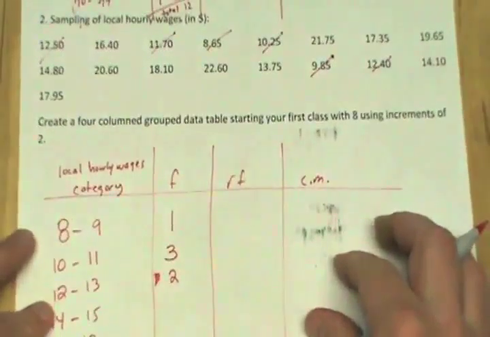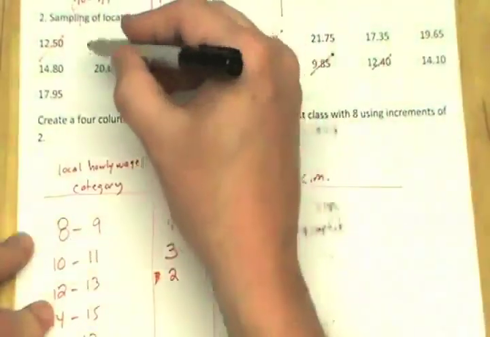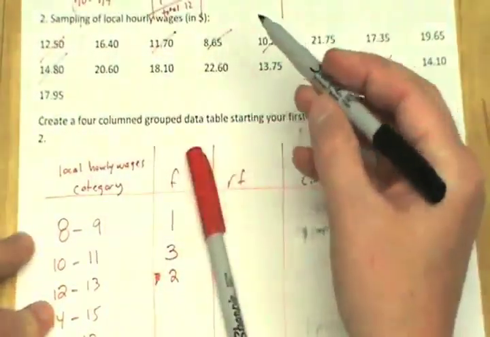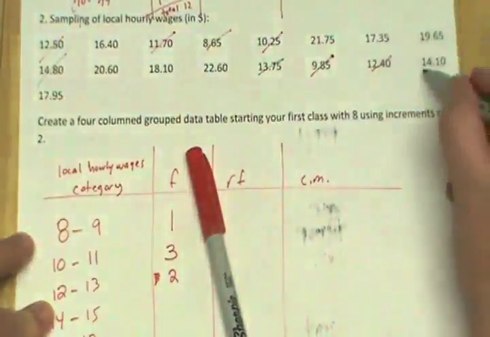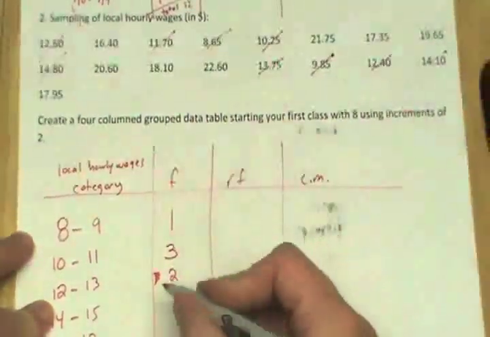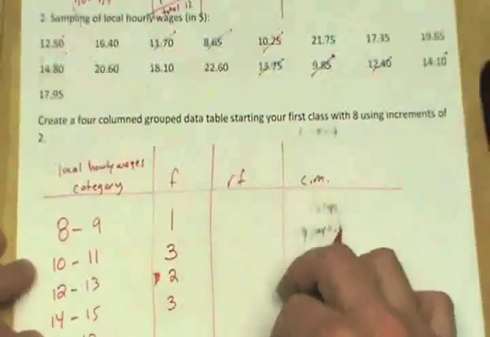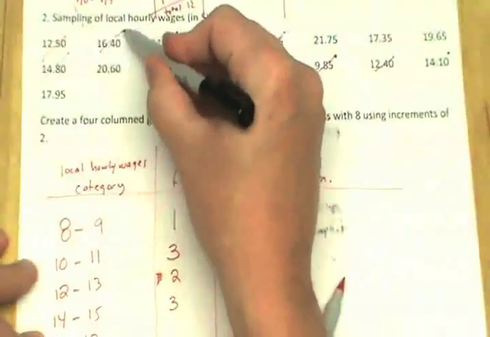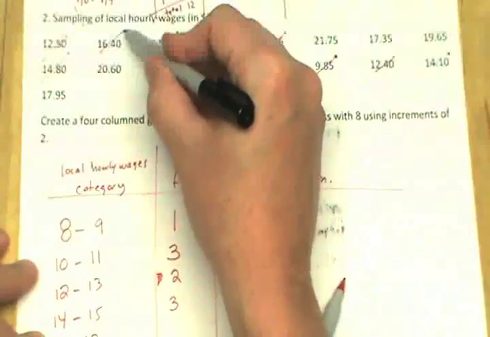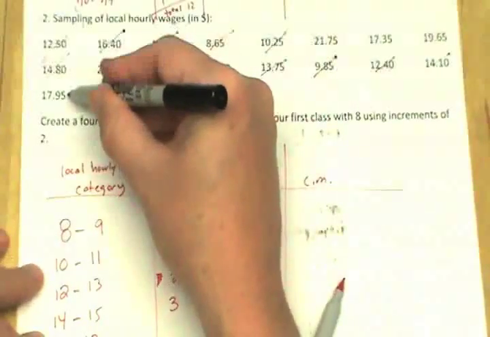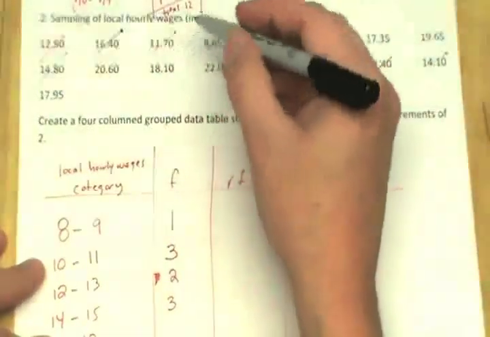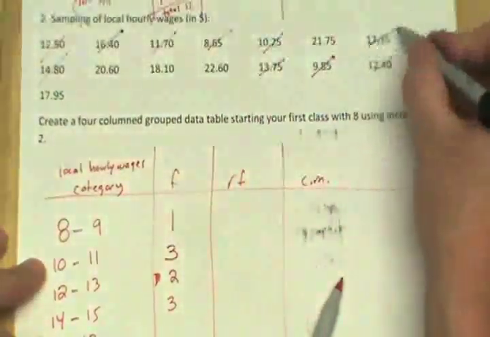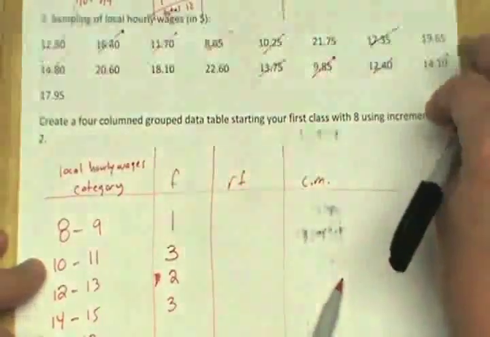Okay, how many things 14 to 15? I'm going to switch colors here. So we're looking at 1, 1480. 1375 is 2. 1410 is 3. And then how many things are 16 to 17? 16 to 17 would be 1640. That's 1. Okay. 1795, that's going to get rounded to 18, so that doesn't count. So 1640 is 1. 16 to 17, 1, 2, looks like 2.